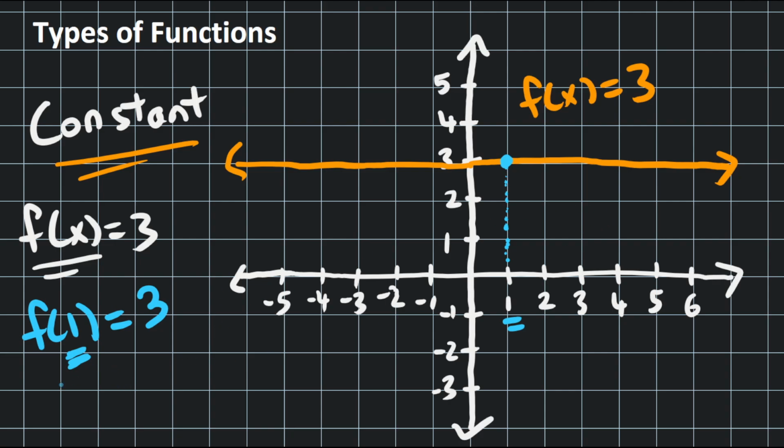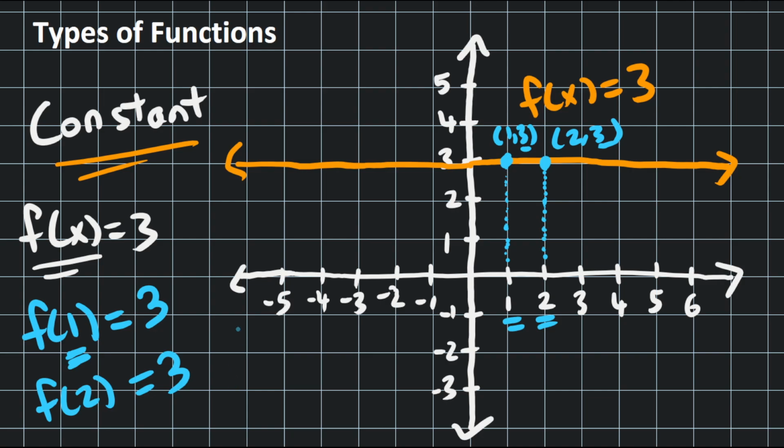Let's try to find f of 2. So f of 2 will do the same thing. We'll find 2 right here on the x-axis, and we'll draw a dotted line going up until we hit the function, the orange line. And there we go. It also has a y-coordinate of 3. So just to be clear, this first one is (1, 3), and this second point is (2, 3). So in both of these cases, the y-coordinate is 3. So f of 2 equals 3.